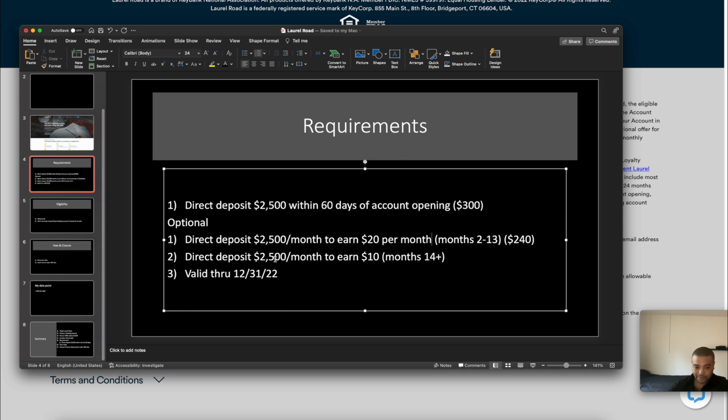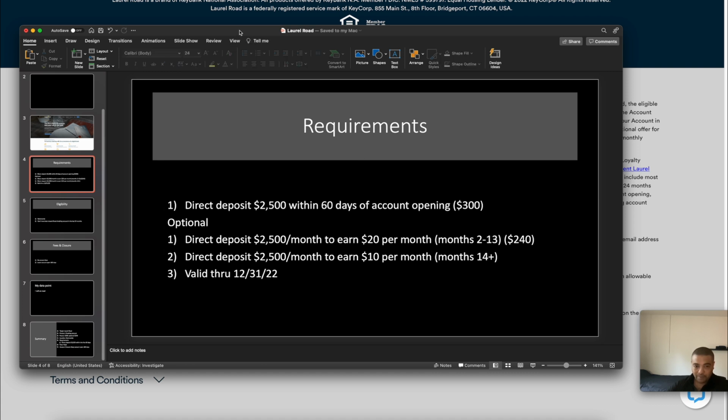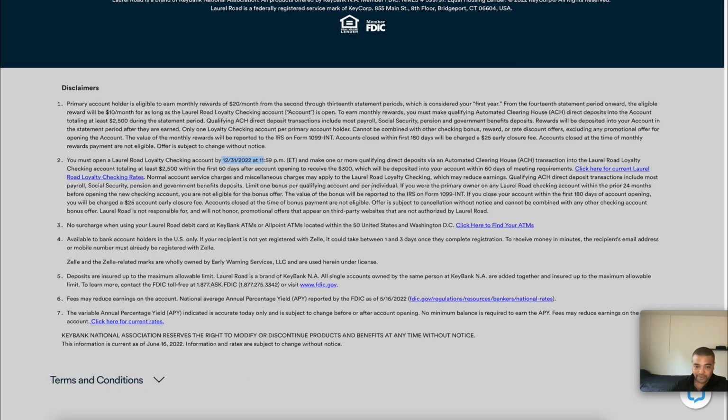Then direct deposit $2,500 a month to earn $10. We'll say per month again. And this is months 14 plus, because they don't have an end date. They say as long as the account's open. And we also have our valid through date. So now we figured out our requirements successfully. Let's move that off to the second screen.